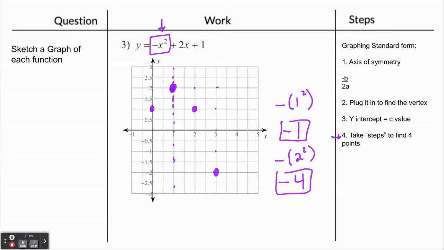And again, with the axis of symmetry, it's going to be flipped here. So this point is going to be 2 units from the axis of symmetry. So we have our 4 points that give us our parabolic shape here. And we're all finished.